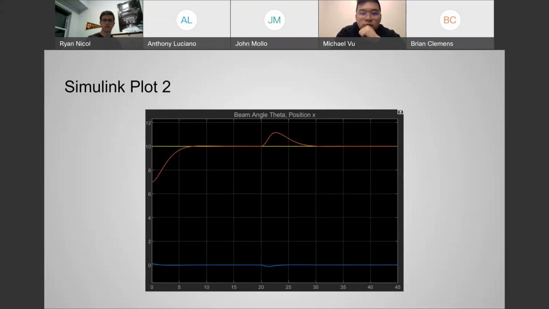And the second plot, it started at the 7-inch mark and went up to 10, and it did that in roughly 8 seconds. And then at the 20-second mark, again, we had the disturbance of 1 inch, and it settled back to the 10-inch mark in 10 seconds.